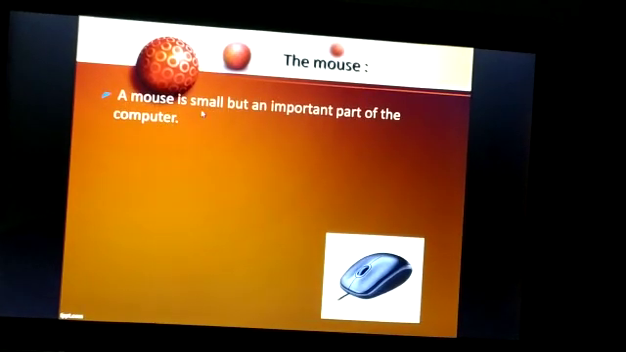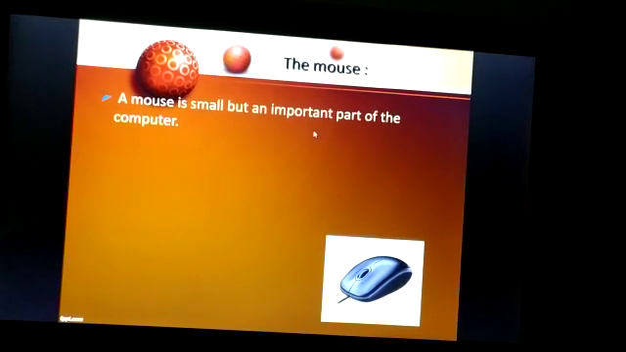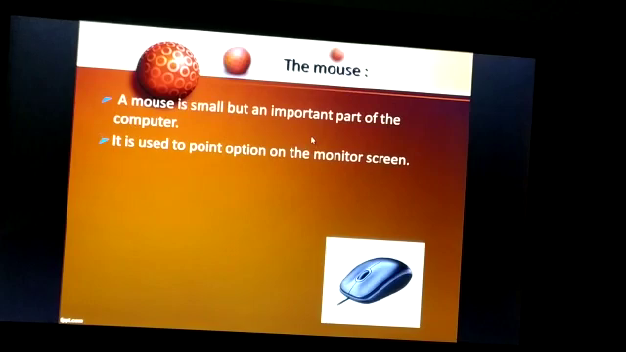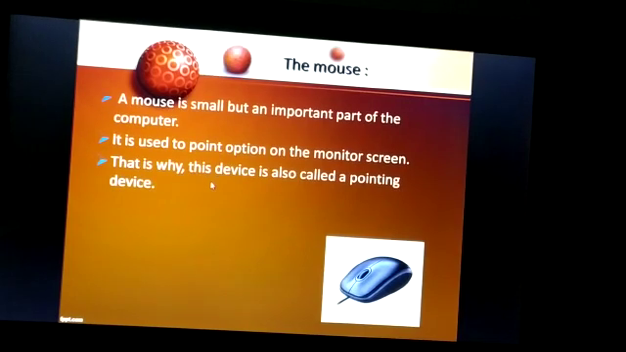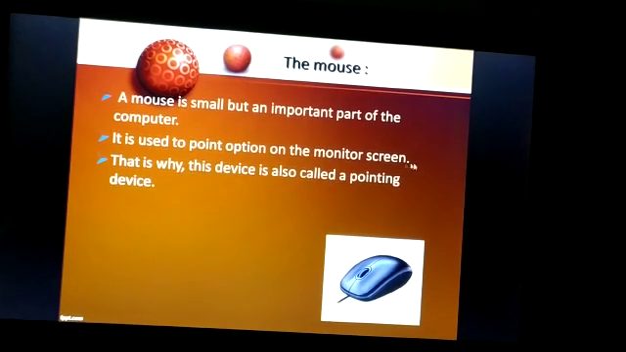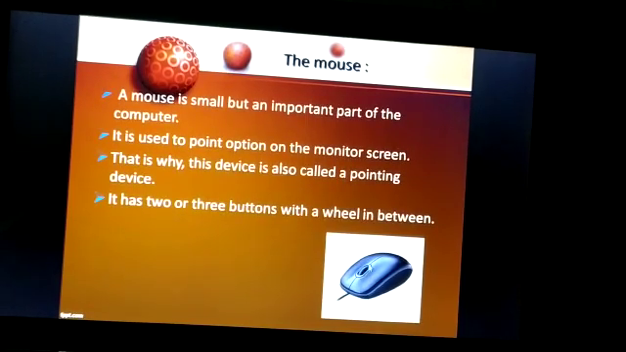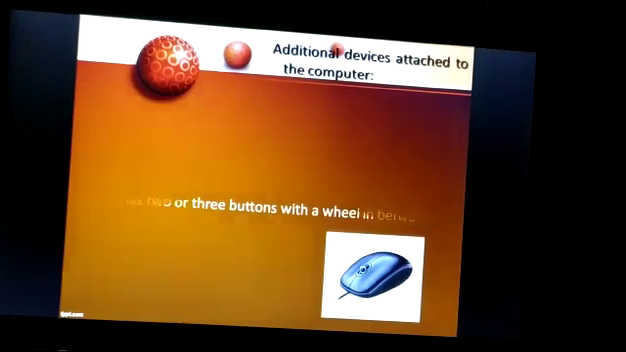Now, fourth part is the mouse. A mouse is small but an important part of the computer. It is used to point to options on the monitor screen. That is why this device is also called a pointing device. It has 2 or 3 buttons with a wheel in between.